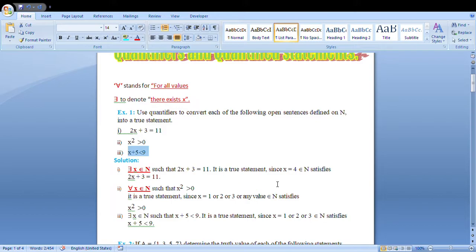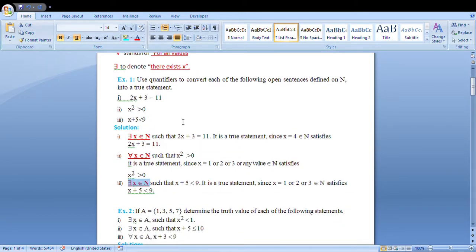N is the natural numbers, starting from 1 to infinity, but you have to consider only 3 values. That means it is 1 or 2 or 3. Means there exists. It is not true for all. It is true only for these 3 values, and that's why we used the symbol there exists. So let us consider its exactly opposite part.